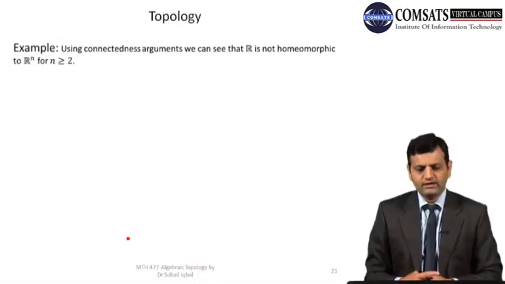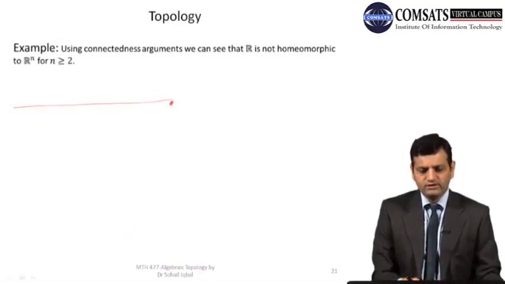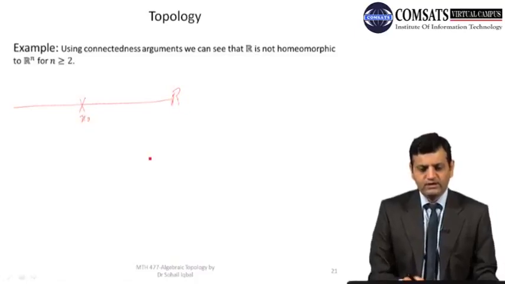So using the connectedness argument, we can see that R is not homeomorphic to Rn for n greater than or equal to 2. So what is the simple argument? If I have a real line and I take one point out from the real line, then it becomes a disconnected space.